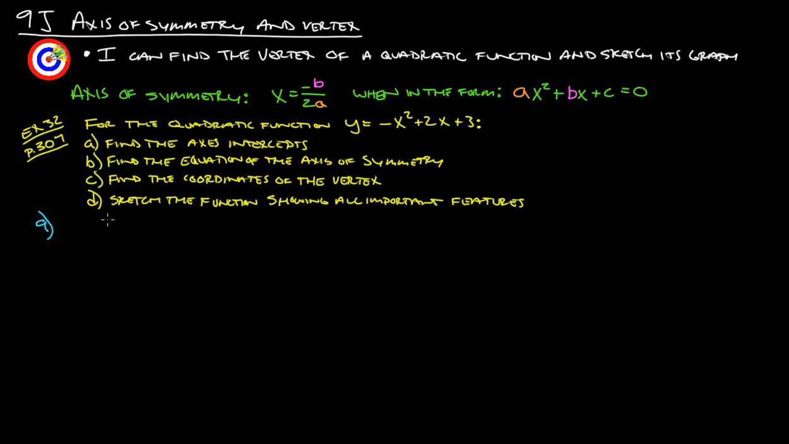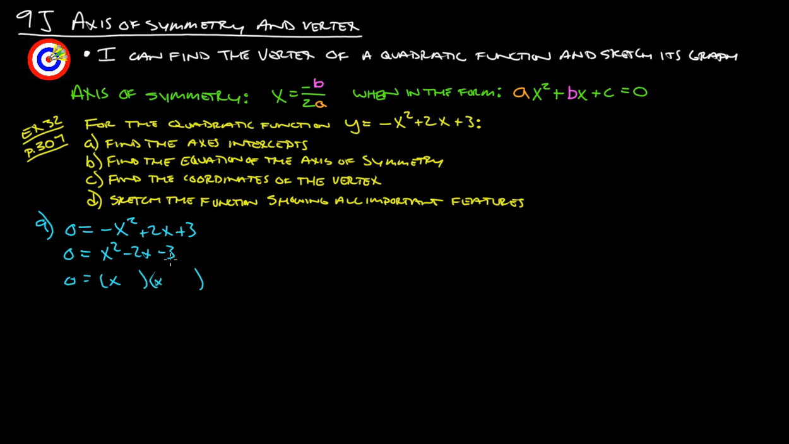So for part A, find the axes intercepts. Let's first start with the x-intercepts. That usually seems to be pretty easy. So that's when y equals 0. So we get 0 equals negative x squared plus 2x plus 3. Alright, I don't like dealing with negative leading coefficients, so I'm going to just multiply the whole equation by negative 1. So 0 still is 0, and then we'll get x squared minus 2x minus 3. This is going to be nicer to factor.